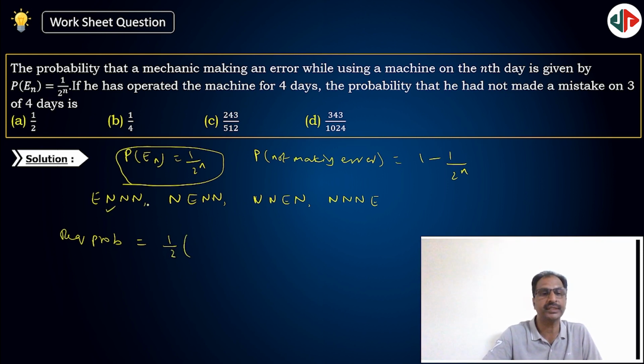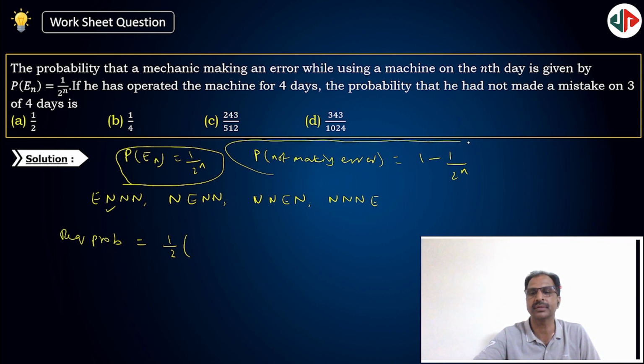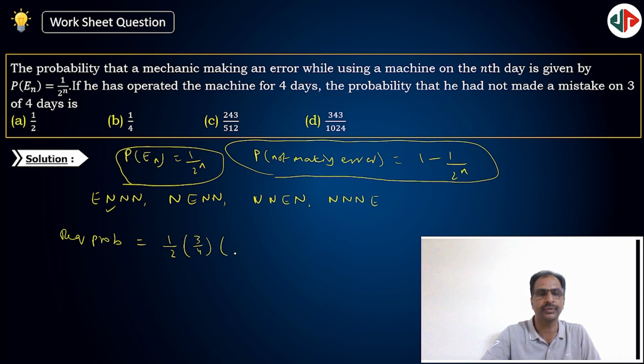Probability of no error on the second day: in this you should put n is equal to 2. So 1 minus 1 by 4, 3 by 4. Next, no error on the third day: 1 minus 1 by 8. No error on the fourth day: 1 minus 1 by 16.